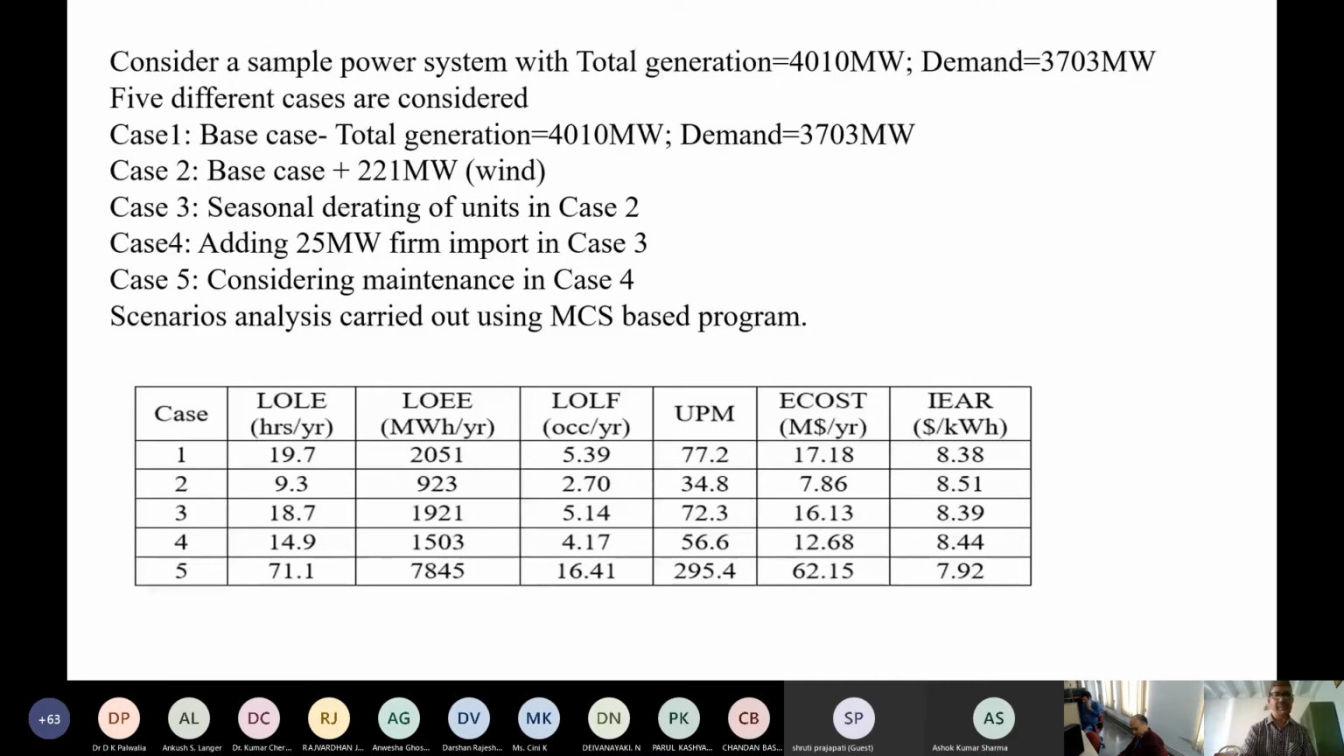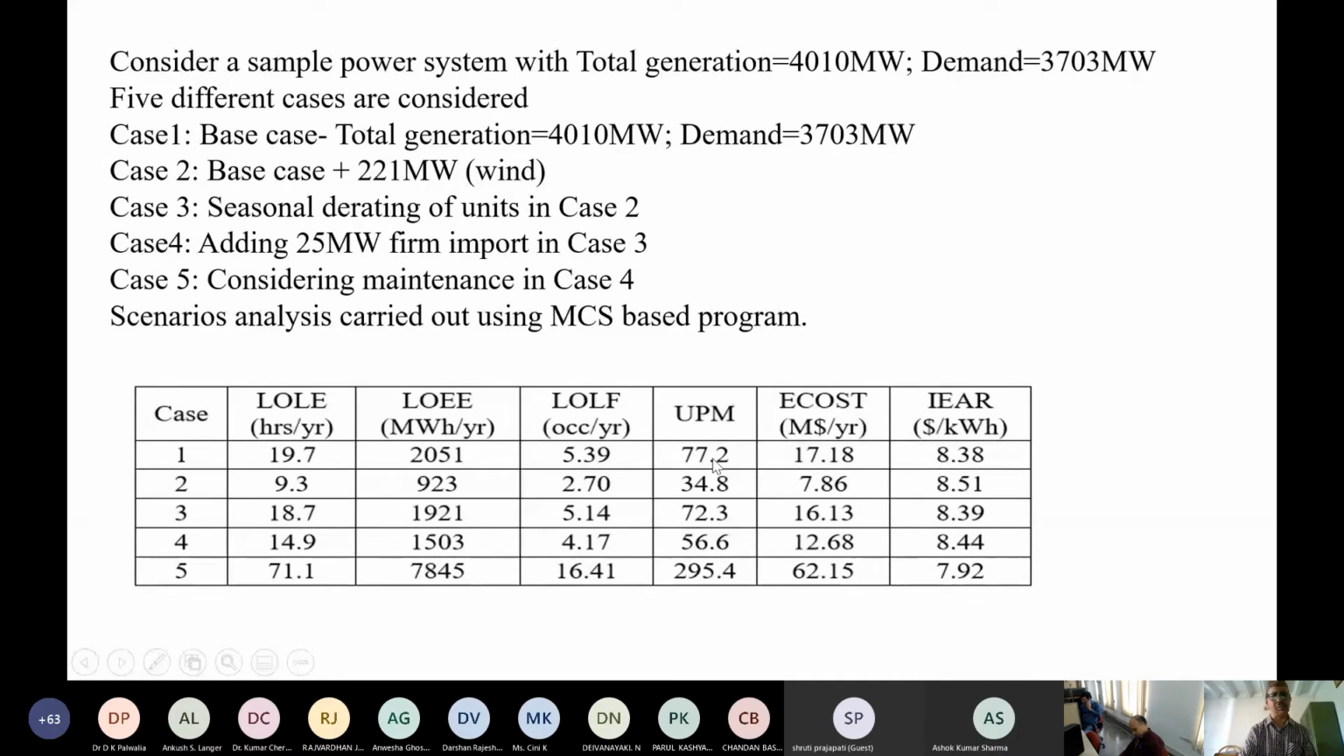So therefore, these maintenance are carried out, and scenario analysis is carried out using a Monte Carlo simulation based program for all these 5 cases, which resulted in case 1 loss of load expectation of 19.7 hours per year, loss of energy expectation of 2051 megawatt hour per year, loss of load frequency 5.39. And this is a criteria again, based on UPM, which is called unit per million.